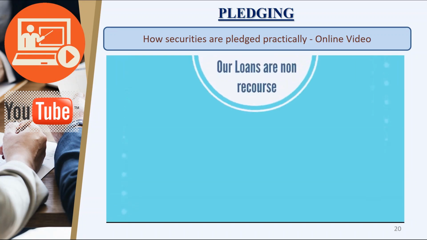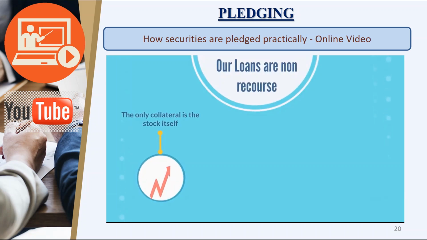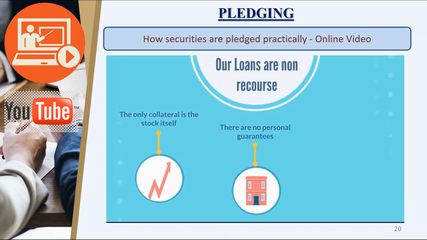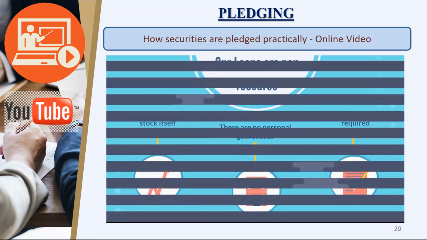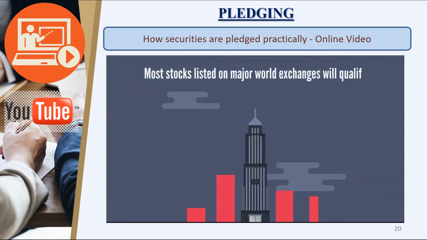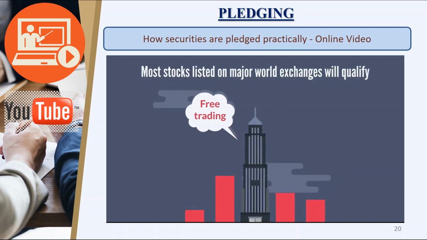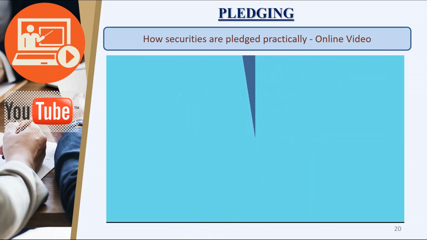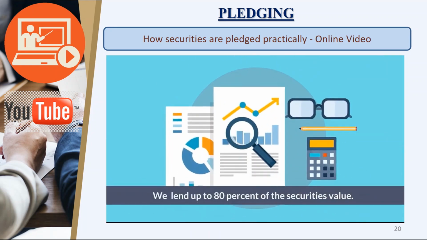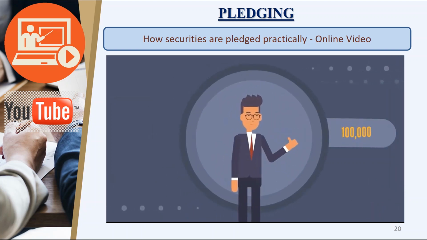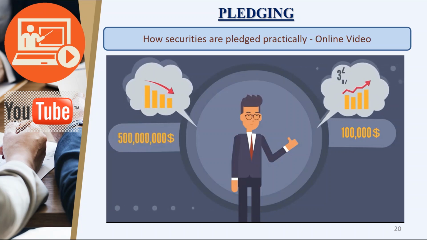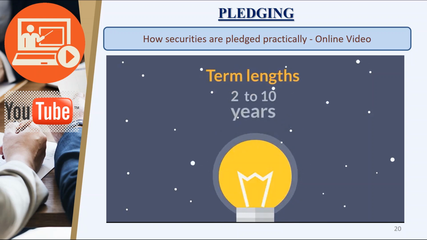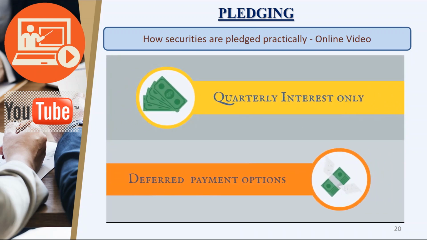Our loans are non-recourse. The only collateral is the stock itself, and there are no personal guarantees or upfront fees required. Most stocks listed on major world exchanges will qualify, providing the stock is free trading, non-restricted, and trades a minimum volume of $30,000 daily. We lend up to 80% of the security's value. Loans start at $100,000 and go all the way up to $500 million. Low interest fixed rates range from 3.5% to 6%. Term lengths are 2 to 10 years with quarterly interest only or deferred payment options.